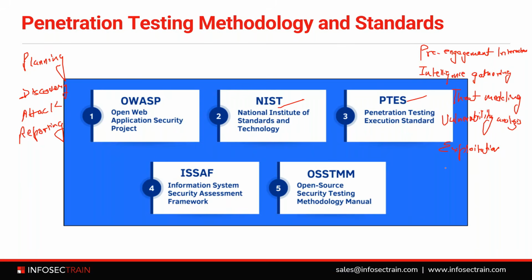Then post-exploitation. So post-exploitation means simulate data exfiltration, privilege persistence, and network pivoting, assess business impact, and potential for long-term compromise. And then you will do the reporting at the end. So include the executive summaries, the technical details, the proof of concept. Tailor the reports for both technical teams and non-technical stakeholders.